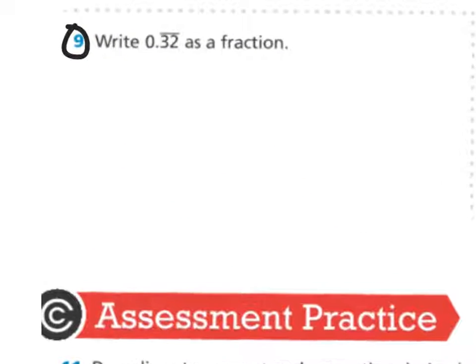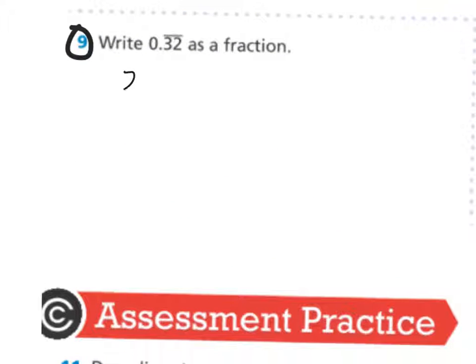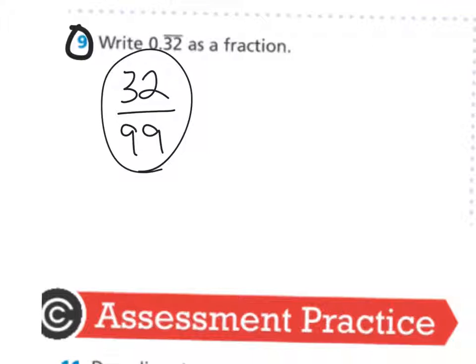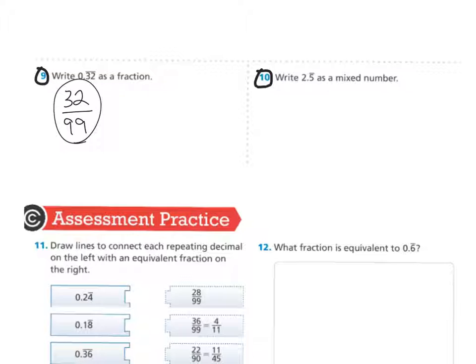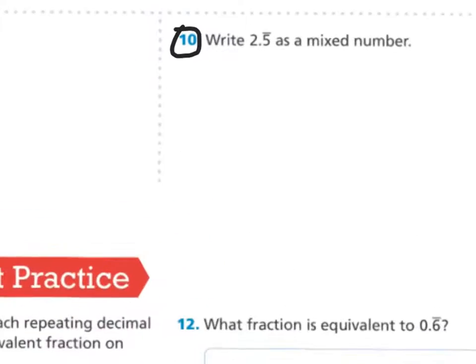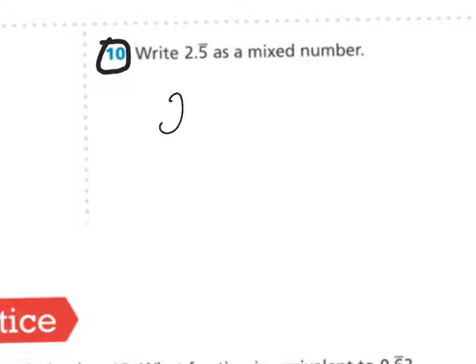So we look at number 9, it's repeating right after the decimal again. So we can put that as 32 over 99. That actually can't be reduced, so that would be our final answer for that one. And then if we look at number 10, we've got a whole number part, so that goes out in front, and then we have a 5 right after the decimal that's repeating, so we write that as 2 5/9, and that can't be reduced, so that would be our final answer.